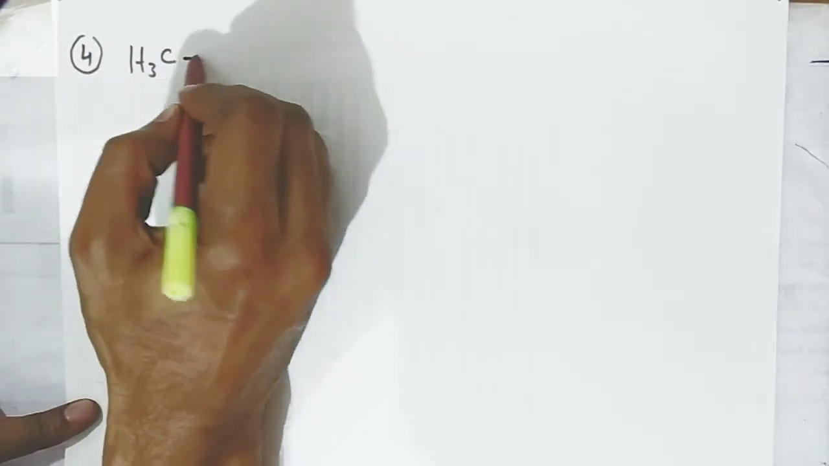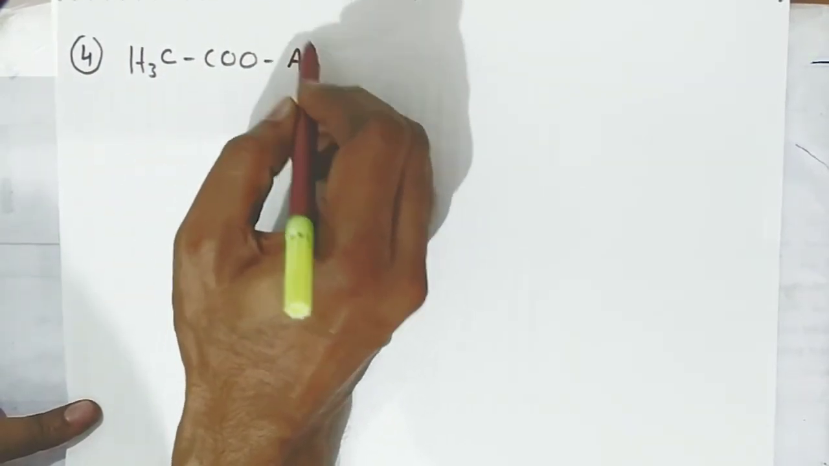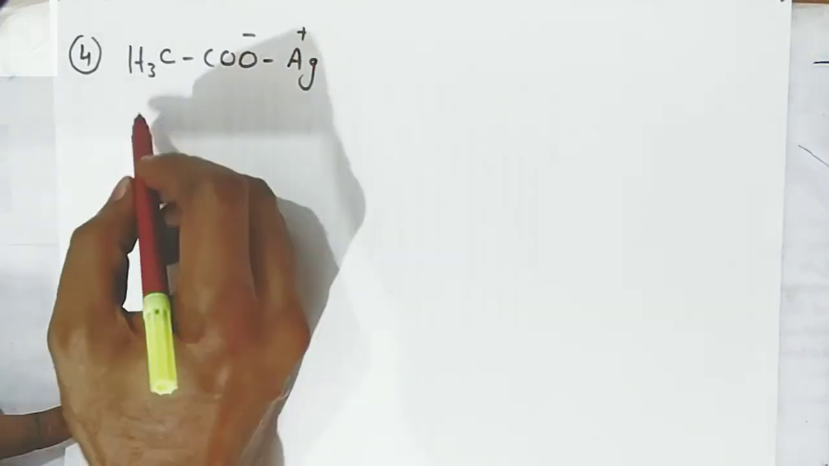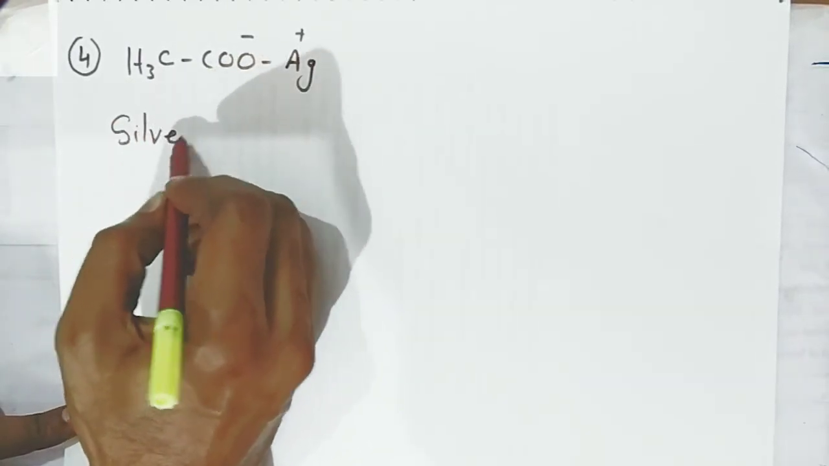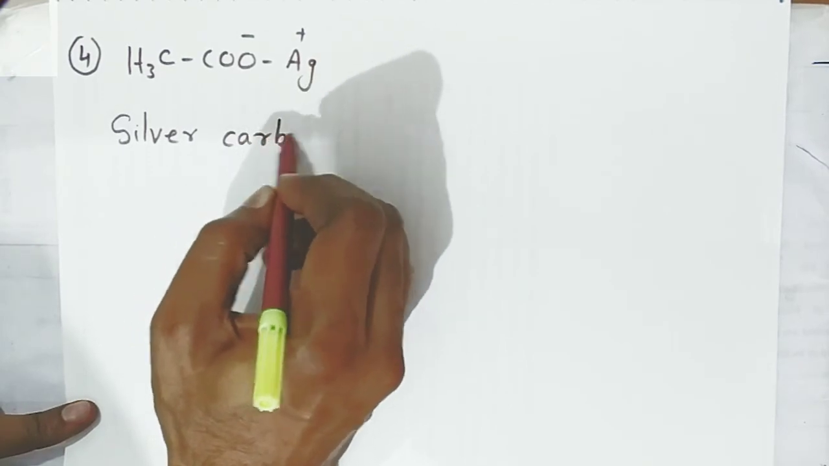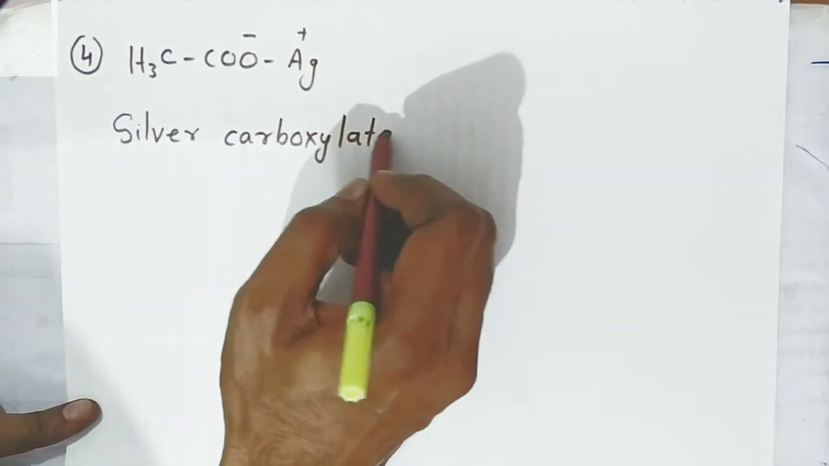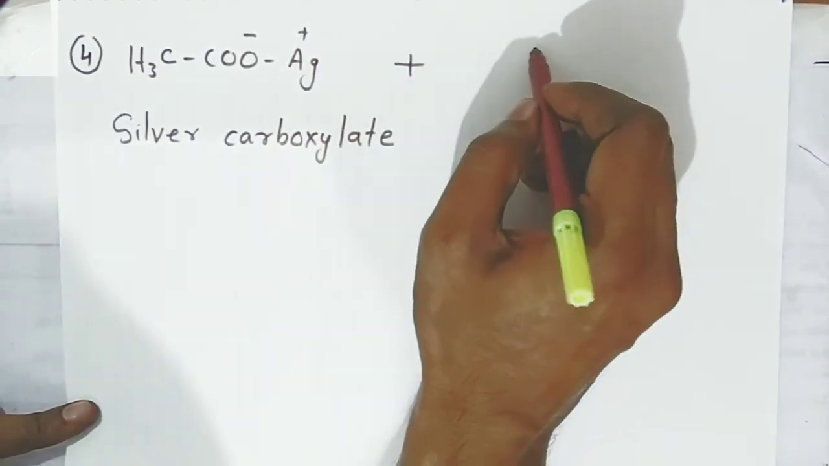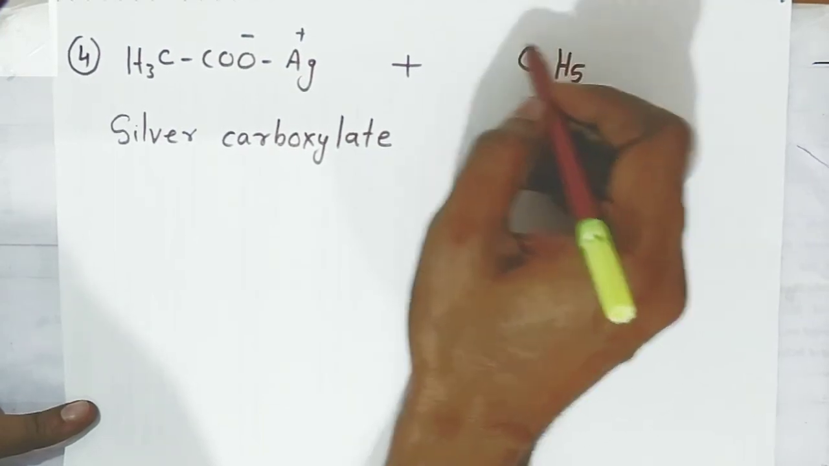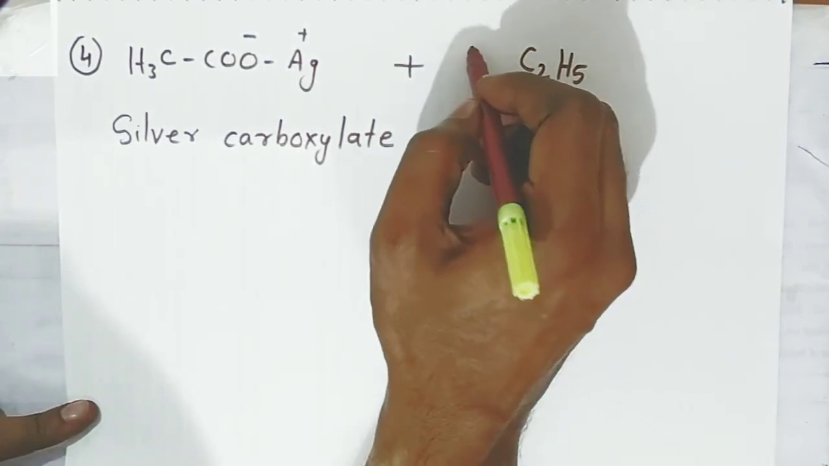Silver carboxylate, CH3COO, and this is silver positive, this is negative. This is a salt, students, silver carboxylate. This silver carboxylate, students, reacts with ethyl iodide, that is an alkyl halide. We are taking the alkyl halide, ethyl iodide.